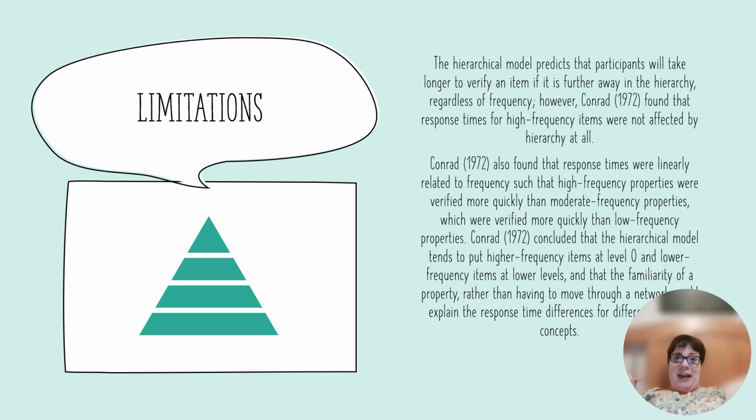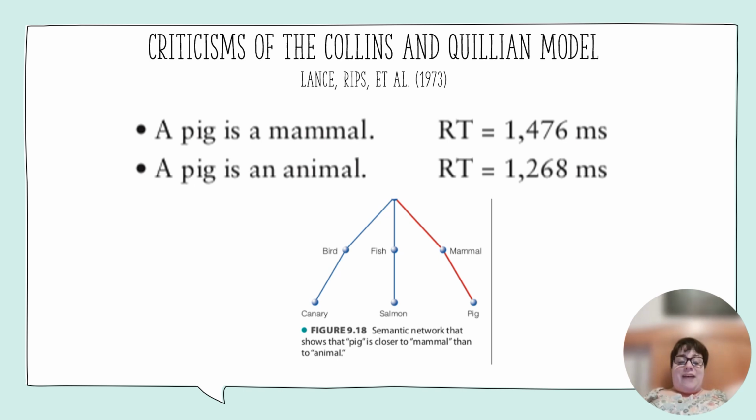Because of that inherent flexibility in whether a particular node belongs to a category or not, we can observe many different effects, basically. So one last criticism of the hierarchical model that I've already mentioned is that it predicts that the further a person has to move throughout the hierarchy, the slower they'll be at making a particular judgment. But Lance and colleagues demonstrated that participants are faster to verify that a pig is an animal than a pig is a mammal, even though a strictly hierarchical model would predict the opposite, right? So a mammal is a subset of animal, right?